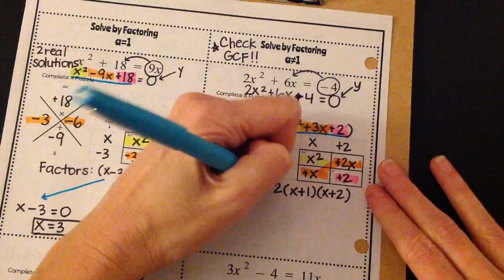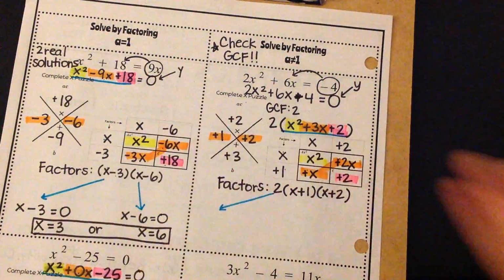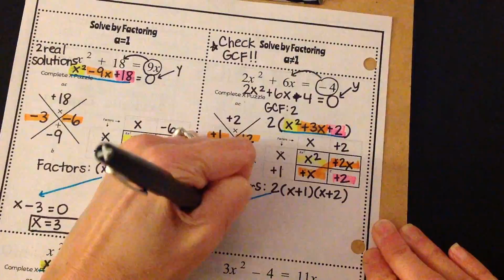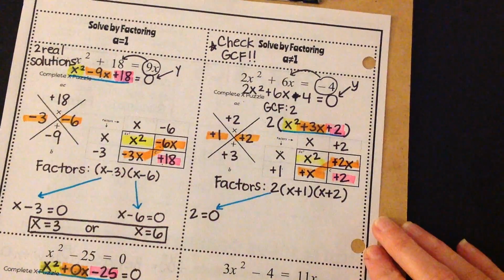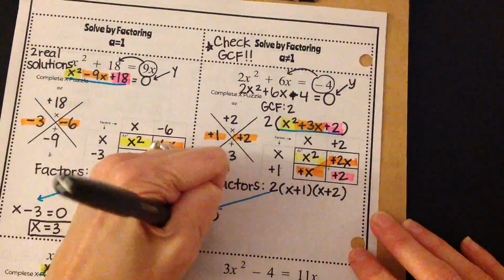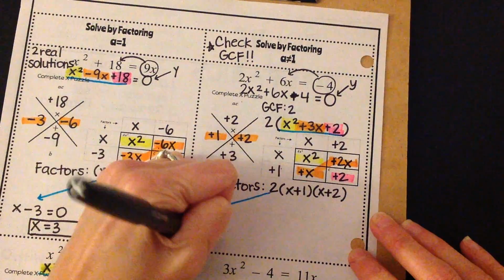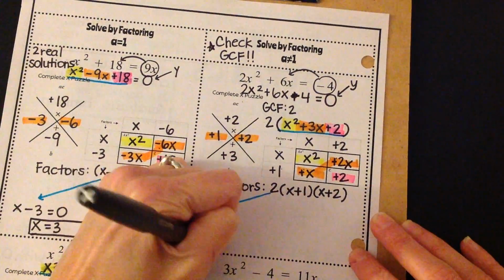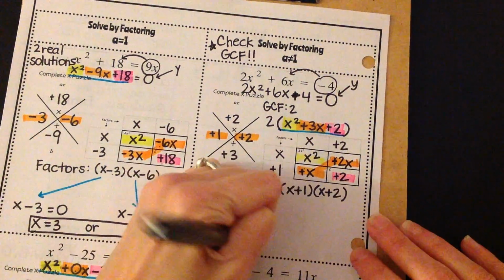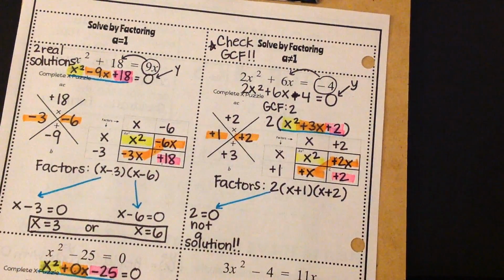And so now we're going to take each of our factors and we're going to set them equal to 0. So I'm going to start with 2 because it is a factor, and I'm going to set it equal to 0. Well, does 2 equals 0 make sense? No, 2 is not equal to 0, so this is not a solution. So 2 is not a solution of my quadratic. X will not have a value of 2.